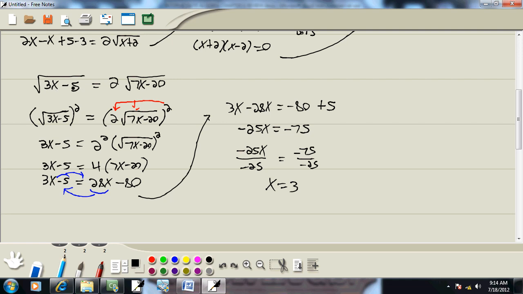3 times 3 is 9, minus 5 is 4, square root of 4 is 2. 7 times 3 is 21. 21 minus 20 is 1. Square root of 1 is 1. 2 times 1 is 2. So it checks. And that's our answer.